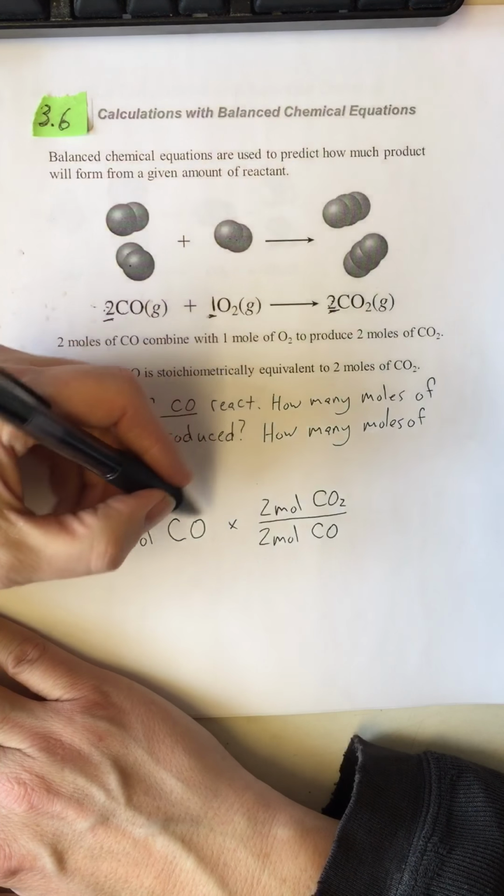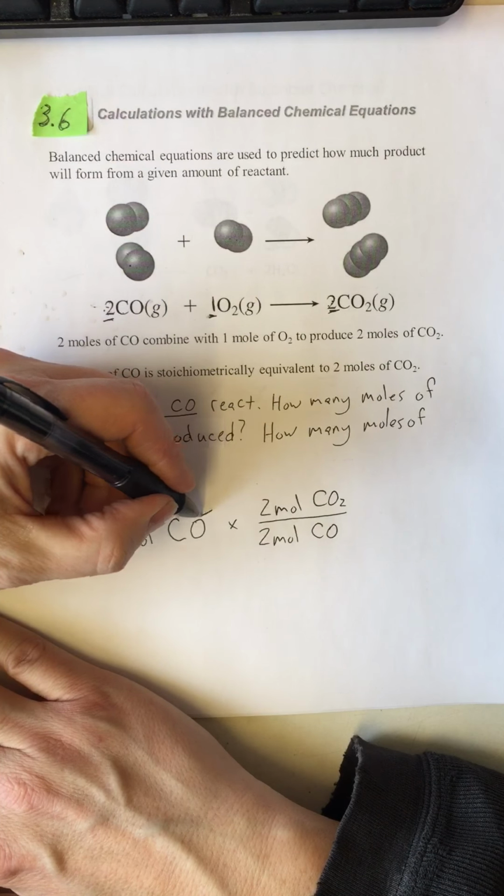Look what happens. Moles of carbon monoxide divided by moles of carbon monoxide is 1. So 13 times 2 divided by 2 is still 13, right? 13 moles, but now we have CO2. And so that answers our question. Every time 13 moles of CO reacts, 13 moles of CO2 are produced. The reason is, every time 2 of these react, 2 of those are formed. It's a 1-to-1 ratio. What about the oxygen?